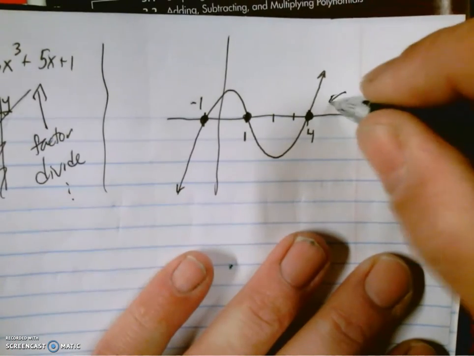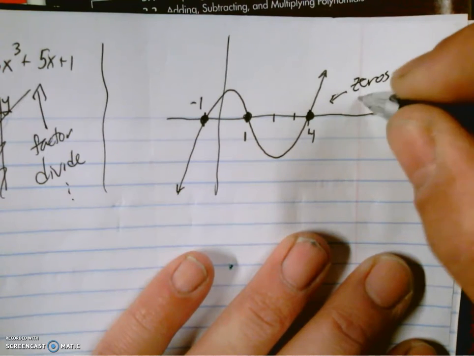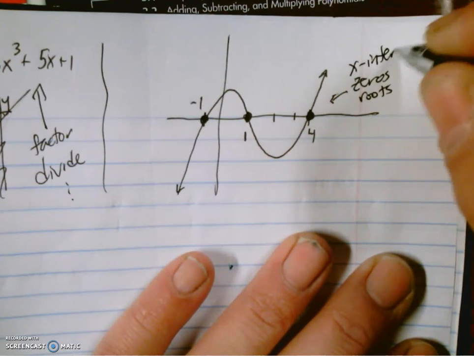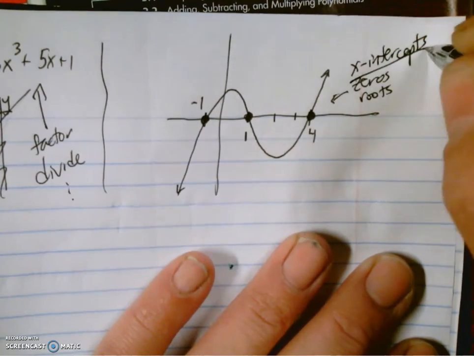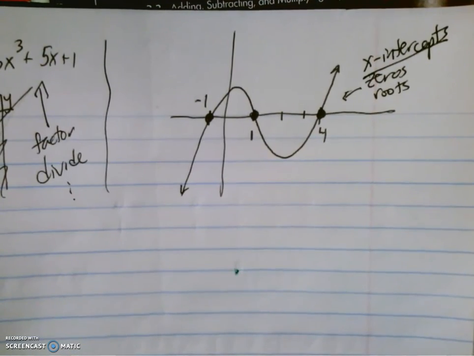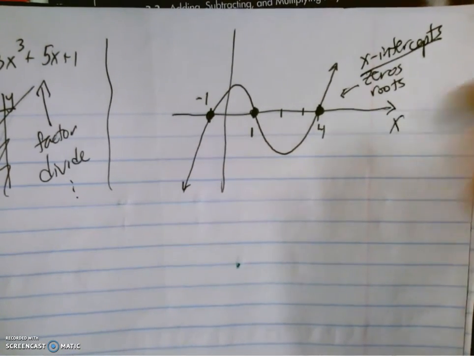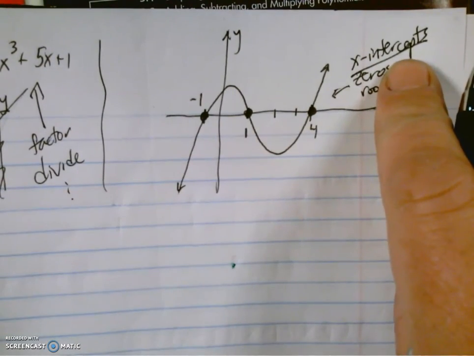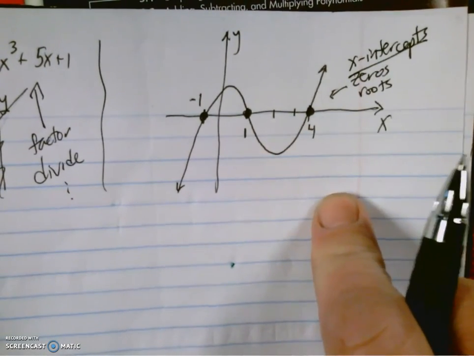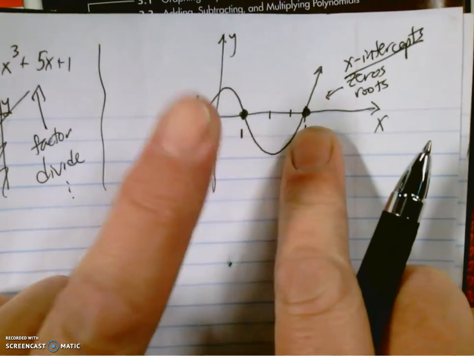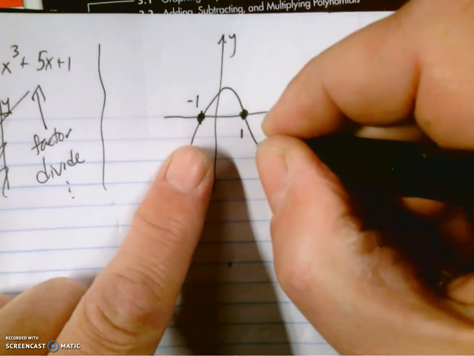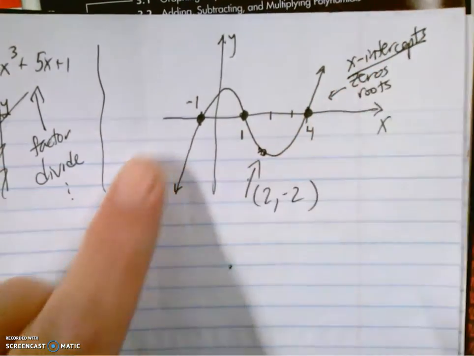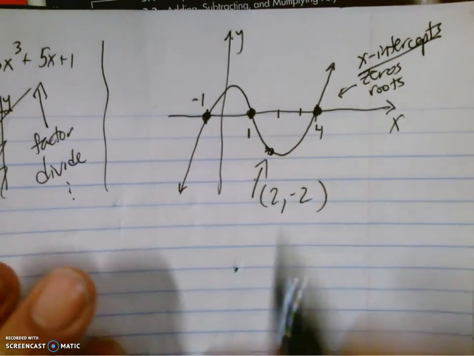These are called zeros. They're called roots. They're also called x-intercepts. I like that name because it explains what they are. They are points on the x-axis. So how do we find an equation that goes through there? Well, we're going to make it one little step tougher. We're going to go through one more point. Let's say we go through 2, -2. So how do we find an equation for this?